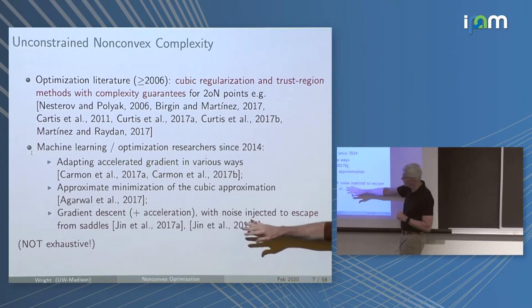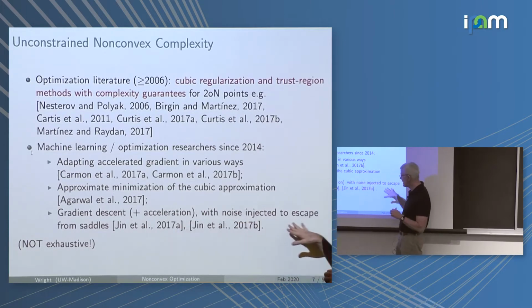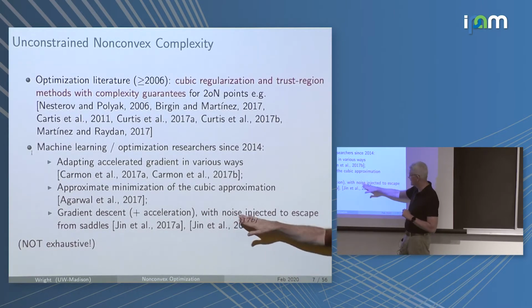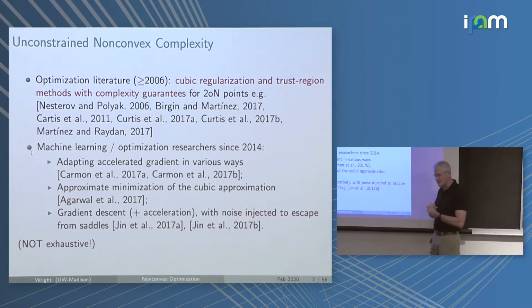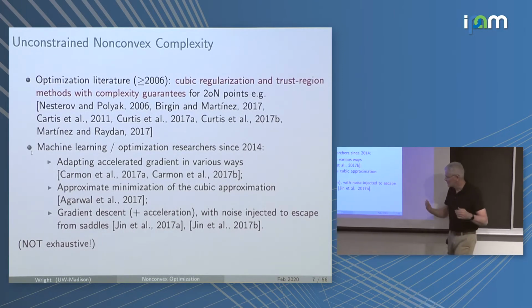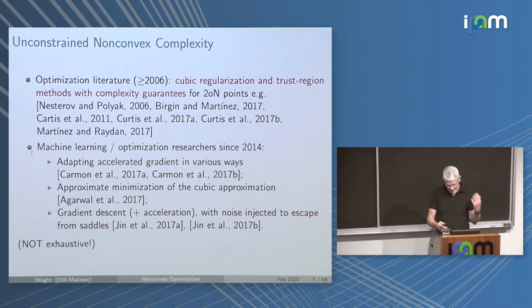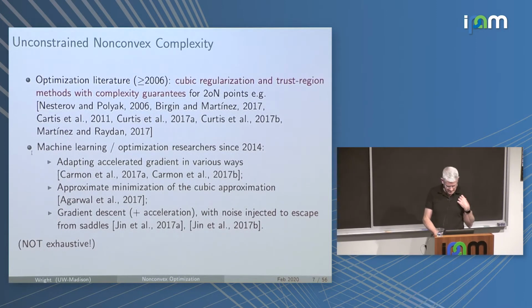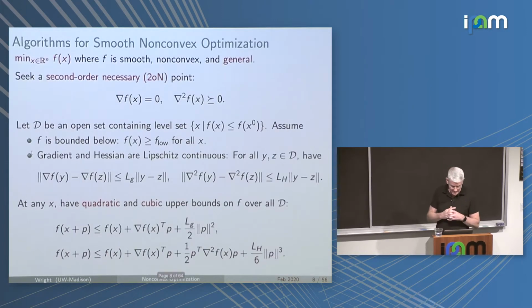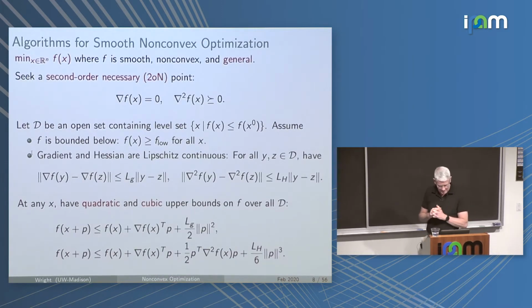And so there are some methods where people make damn sure that you don't get stuck at a saddle point by injecting noise occasionally. So they'll take a step and then inject some noise and move a little bit away from the current point. And that makes it even less likely that you'll get stuck at a stationary point that's not a minimizer, at least not a local minimizer. So this is not exhaustive. There's a lot of other work besides that.